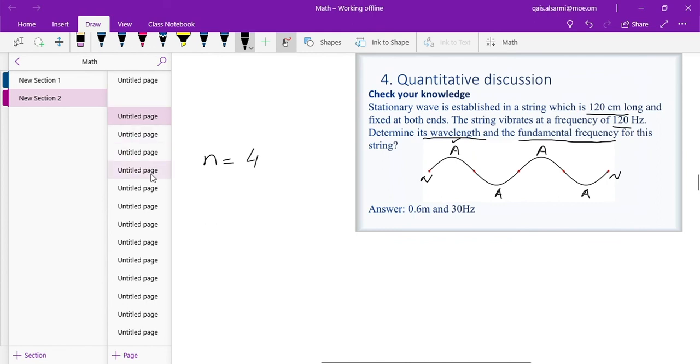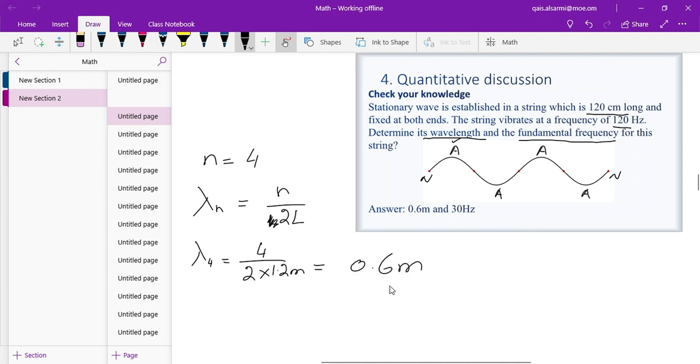So look at this equation, and we'll go back to that problem. Now students, the equation was lambda n equals 2L over n. This is the fourth mode of vibration, so n is 4. 2 into 120 cm, which is 1.2 meter. You have to change centimeters into meters, and if you solve this in one shot, the answer would be 0.6 meter. So that's the wavelength of the fourth mode of vibration of the standing wave.